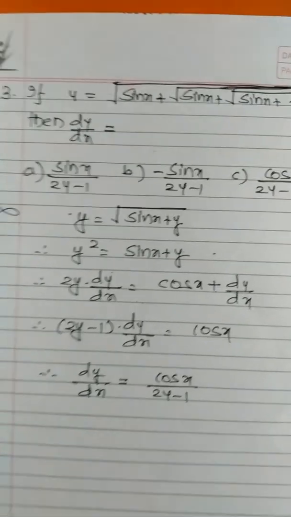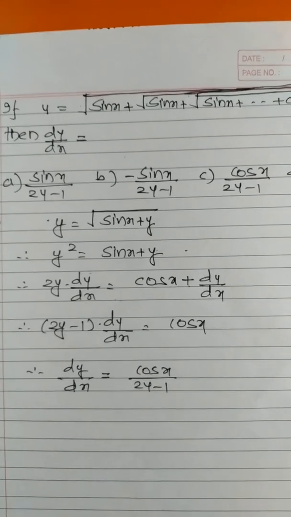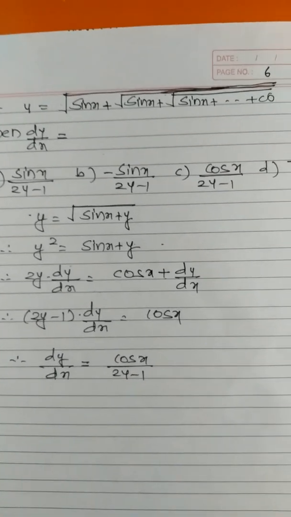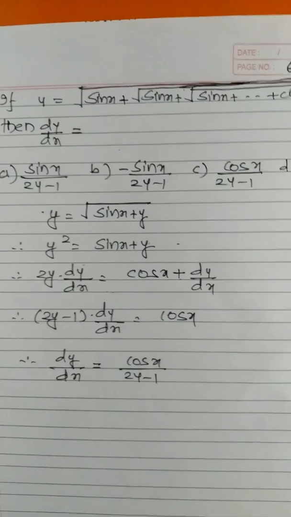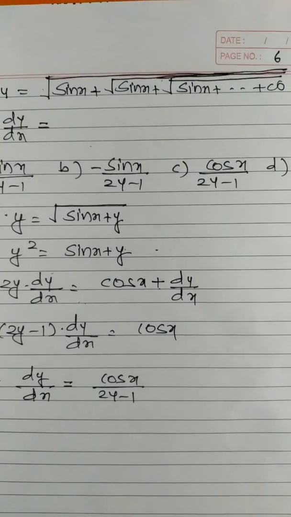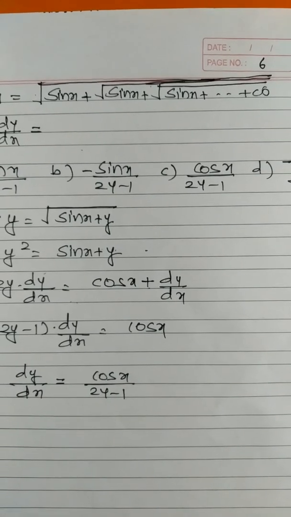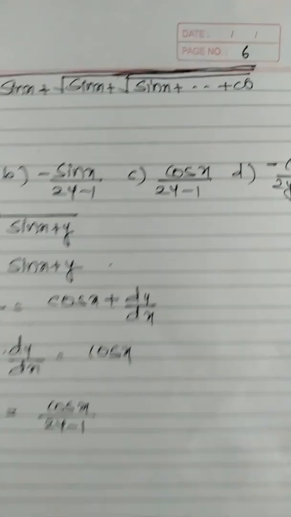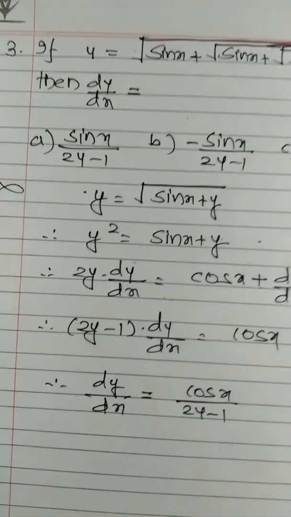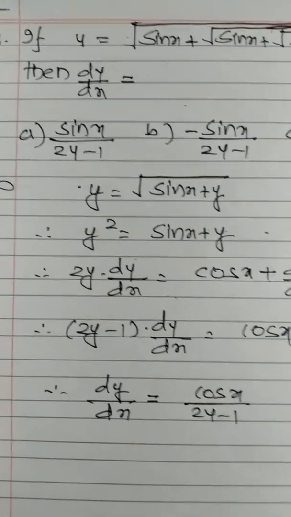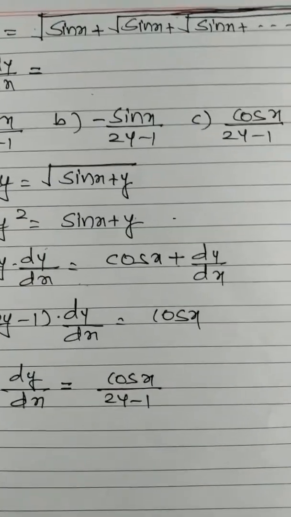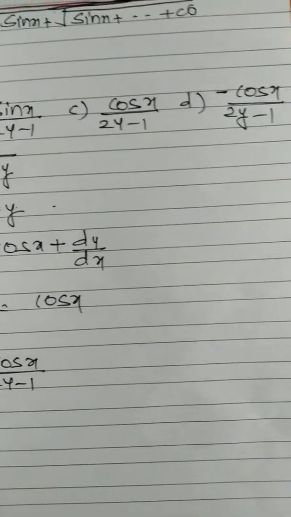Next, this type of implicit function, going up to infinity, is important. Given y equals square root of sin x plus square root of sin x plus square root of sin x and so on up to infinity, we have to calculate dy/dx. Options A, B, C and D are given.